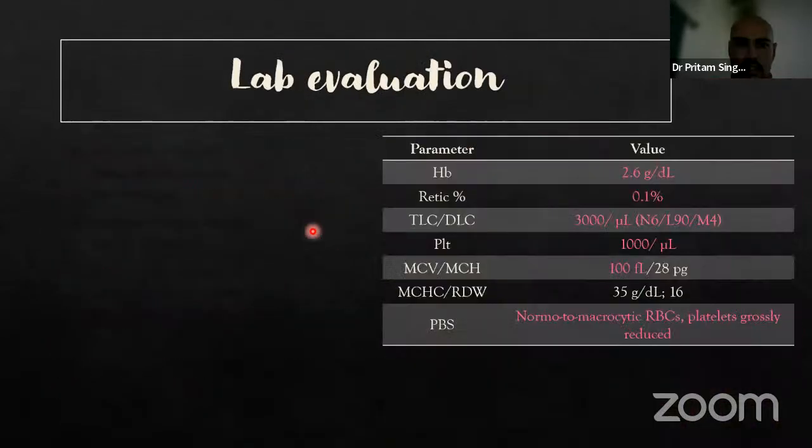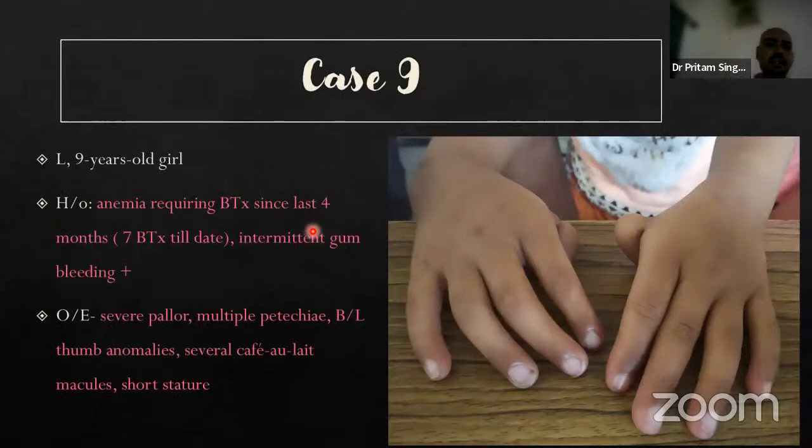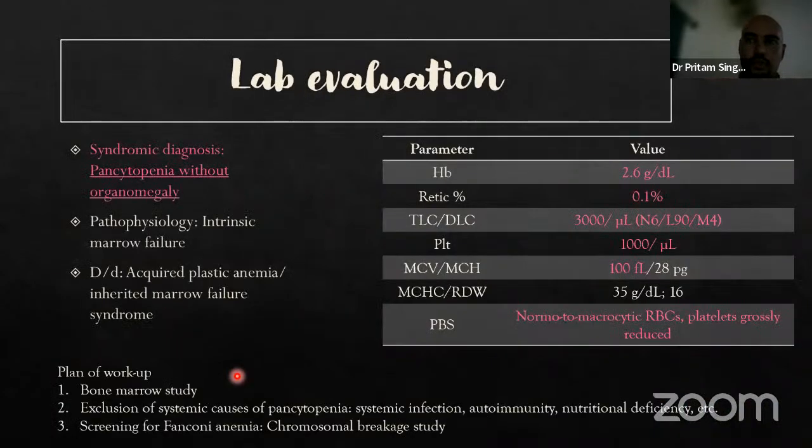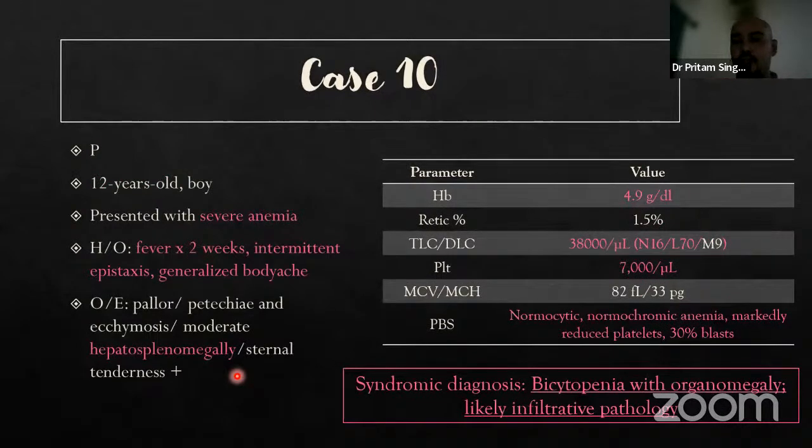This I will skip. This is another interesting case. A 9 year old girl, anemia requiring transfusion for the last 4 months. 7 transfusions the baby has required so far. History of intermittent gum bleeding also. On examination, severe pallor, multiple petechiae, and bilateral thumb abnormalities. Also has short stature, multiple capillary macules. Any guess? Fanconi anemia. So what was the pointer? Multiple phenotypic abnormalities: capillary macules, thumb abnormality, short stature, etc.